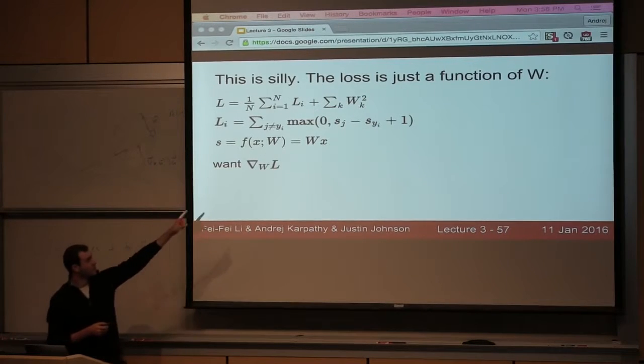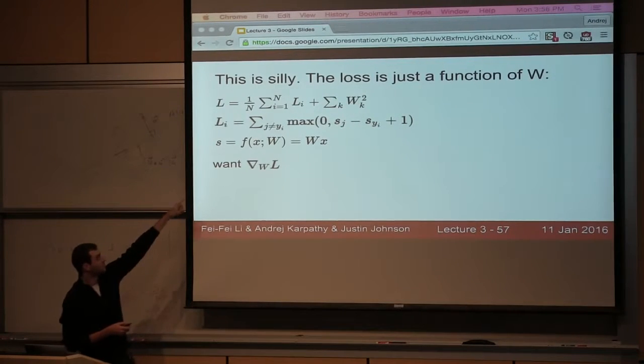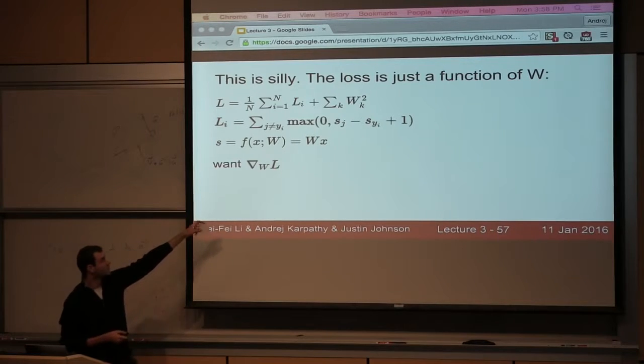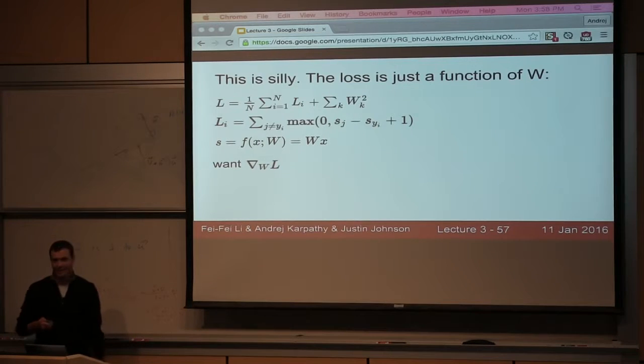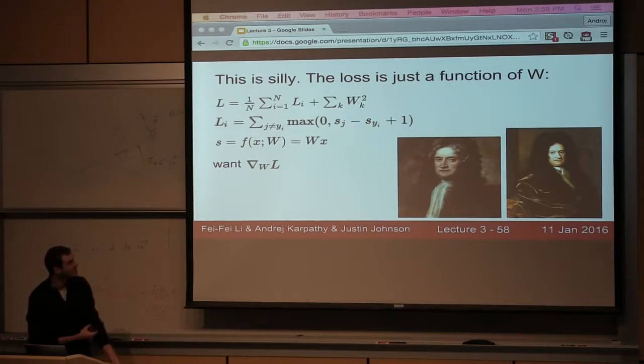Turns out that this is also silly, right? Because the loss is a function of W, as we've written it out. And really what we want is the gradient of the loss function with respect to W. And luckily, we can just write that down thanks to these guys.